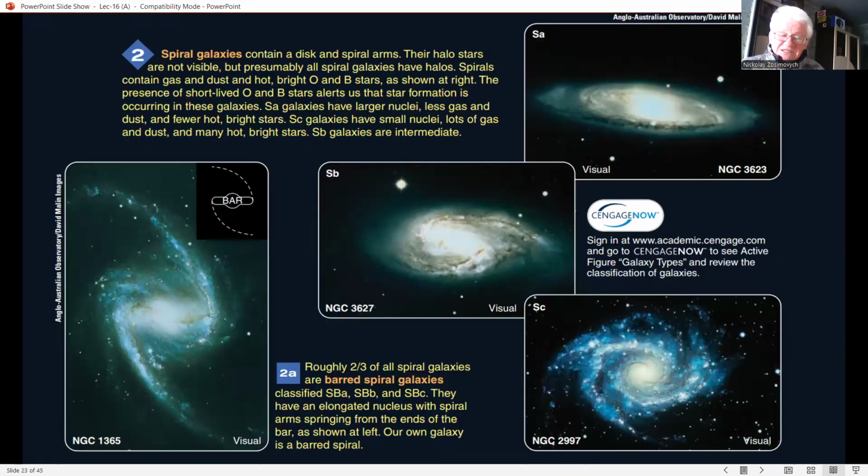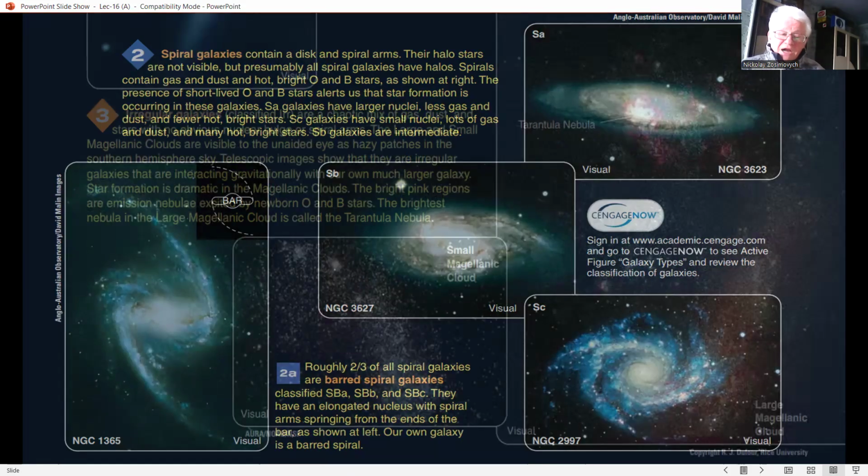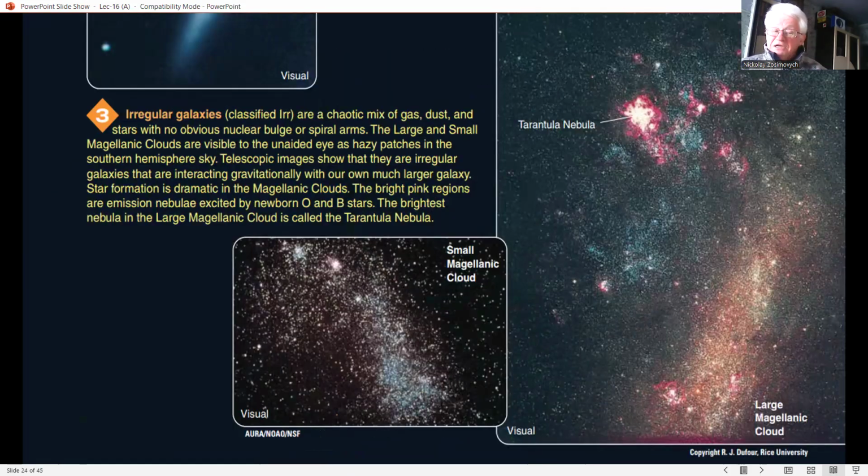Second, disk-shaped galaxies usually have spiral arms and contain gas and dust. Many spiral galaxies have a nucleus shaped like an elongated bar and are called barred spiral galaxies. A few disk galaxies contain little gas and dust. Third, irregular galaxies are highly irregular in shape and tend to be rich in gas and dust.